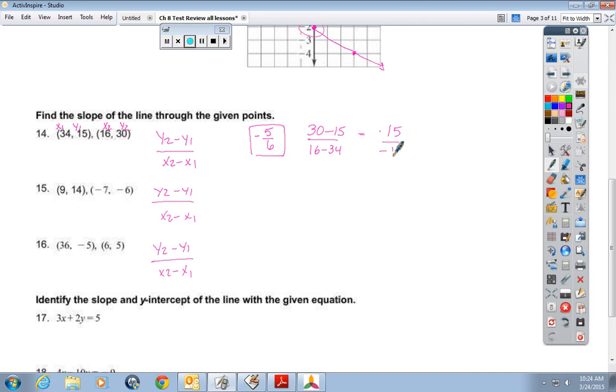On number 15, you would have ended up with 5 over 4. And then on number 16, it would have been 0. What? Because on 16, y2 is 5 minus y1, which is -5, right? Over 6 minus 36.